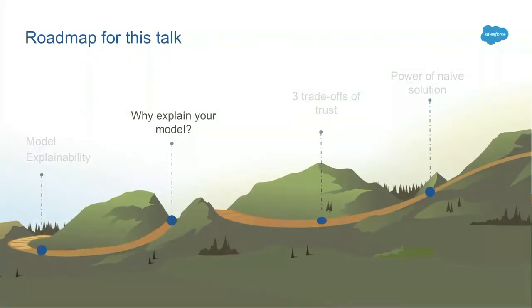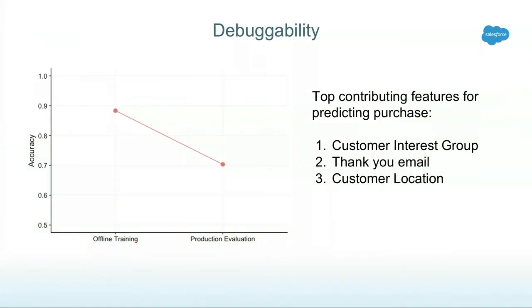So now that we know what model explainability is, let's look at some reasons why we need to explain your model in more detail. So for me, as a data scientist, one of the main reasons is really that I want to be able to debug my model for myself and explain it to myself, basically. So let's say we run a model and we try to predict whether a customer is going to purchase a product or not. And in our offline training, this model does really well and has a high accuracy at actually giving the correct prediction.